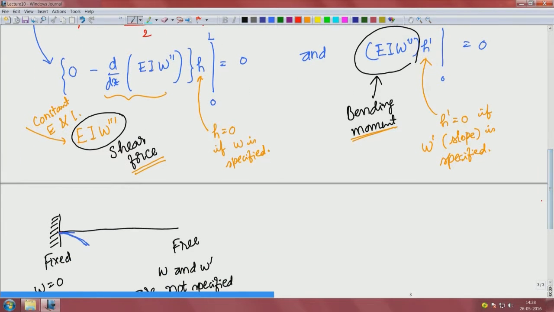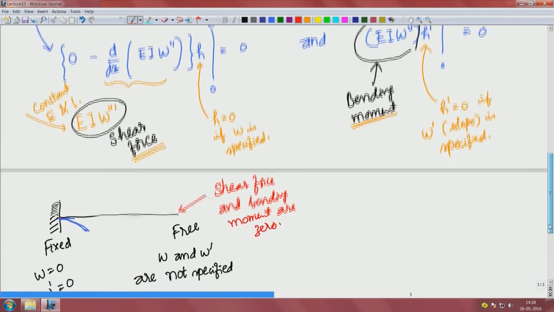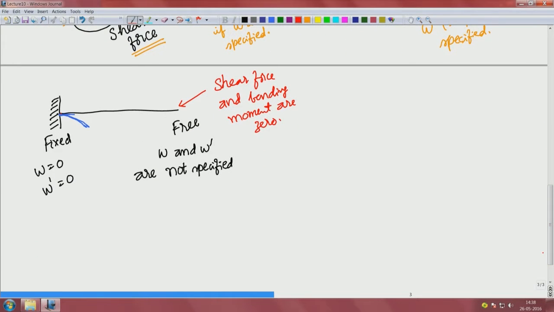But if it is free, W not specified, then the shear force should be 0 at this point, and so should be the bending moment. Both shear force and bending moment are 0 here. Okay. So, that is how the boundary conditions also follow from calculus of variations.